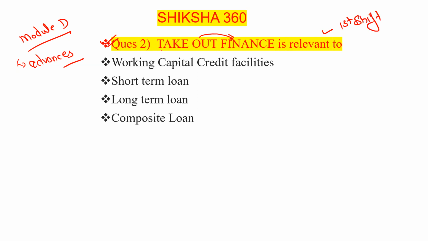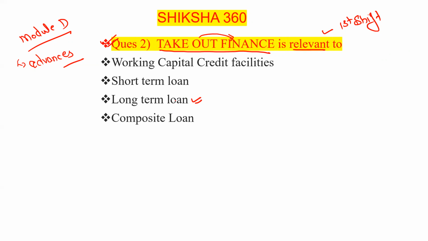Take out finance. It is relevant to working credit, capital credit facilities. The second one is the short term loan. The third one is the long term loan, and the fourth one is the composite loan. Take out finance is relevant to the long term loan.